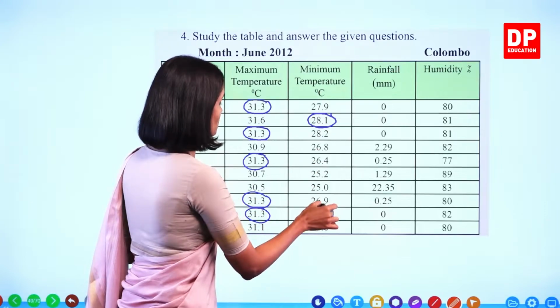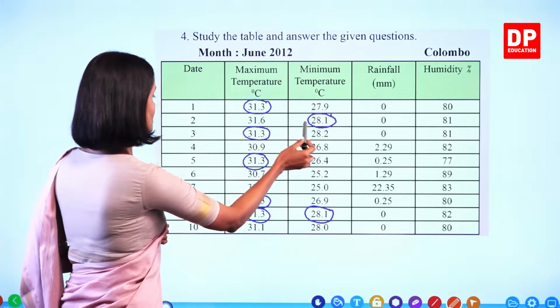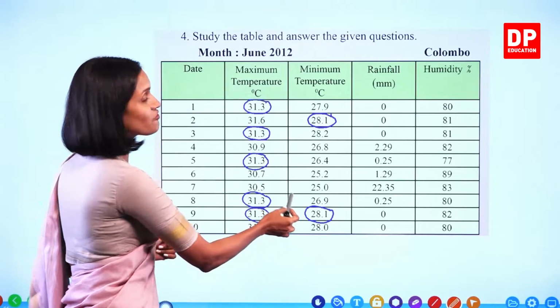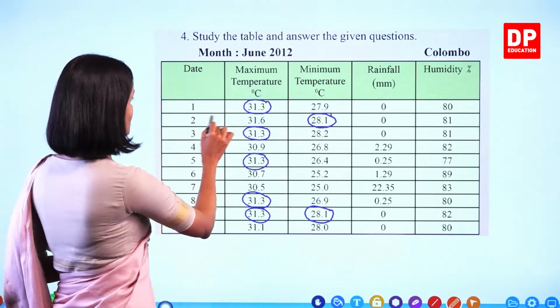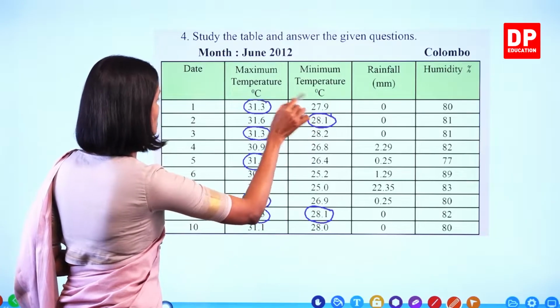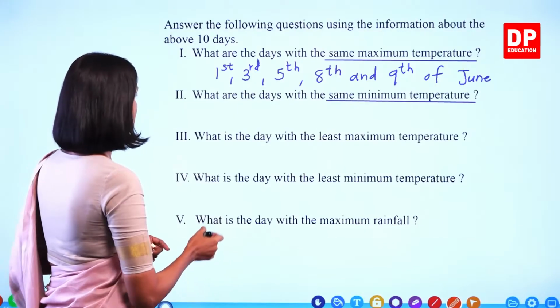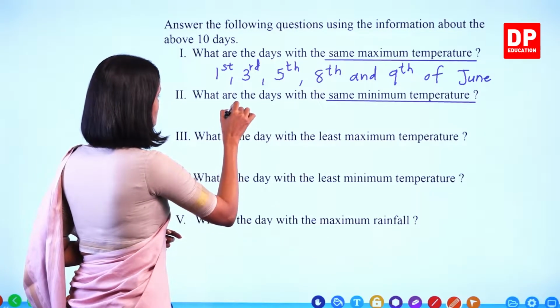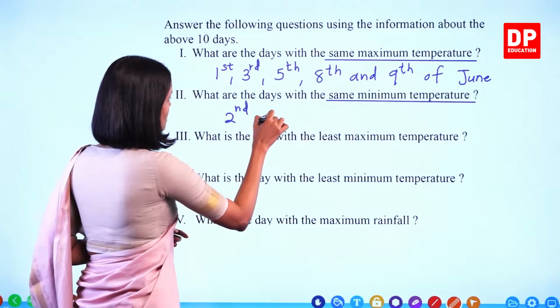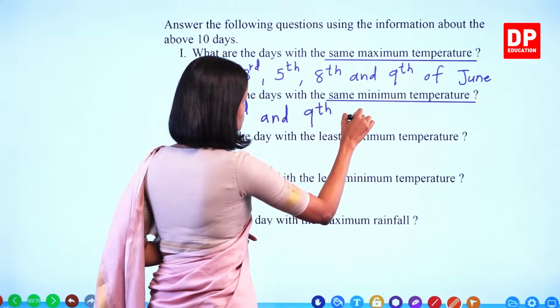So here it repeats 28.1 on 2nd and 9th of June, right? 2nd and 9th of June both have the same temperature, 28.1 degrees Celsius, right? 2nd and 9th of June.